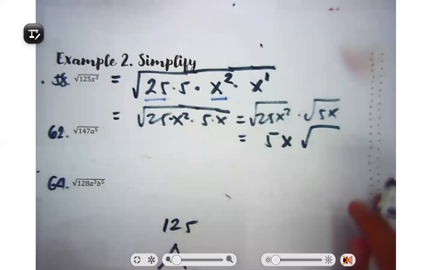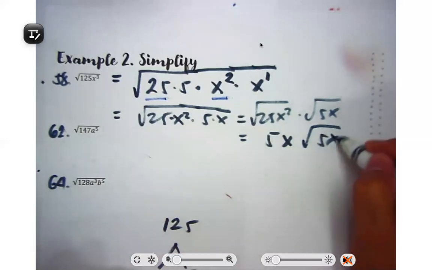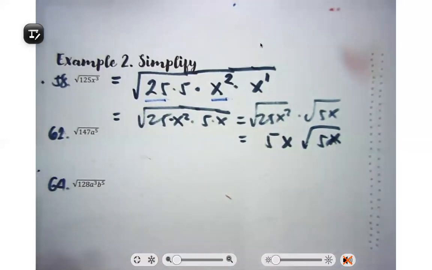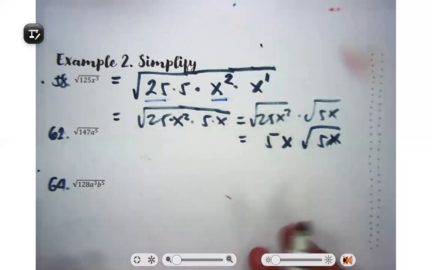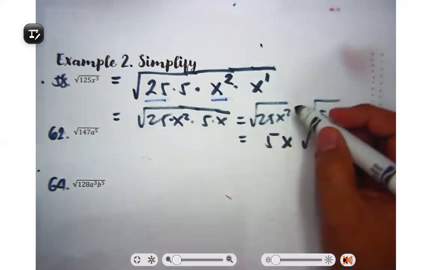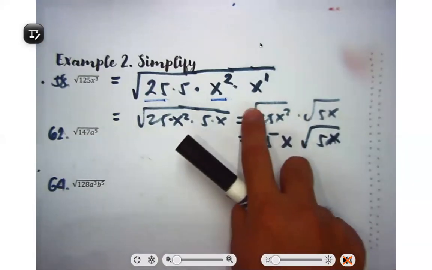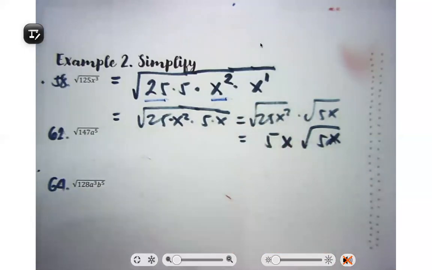Square root of 5x. Since 25x squared is a perfect square, simply get your square root there. Square root of 25 is 5, square root of x squared is x. How do we get x? Note that we have 2 here, divided by 2, your index here. The index here is 2. So 2 divided by 2, you have 1. So that would be 5x square root of 5x.